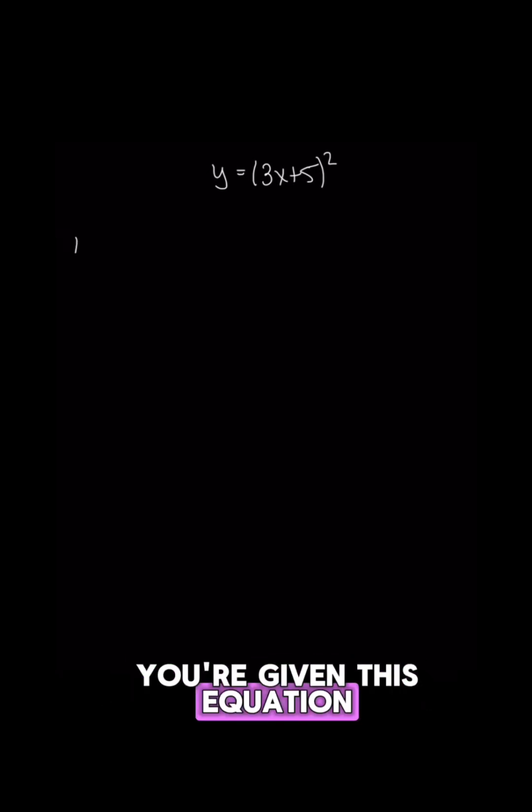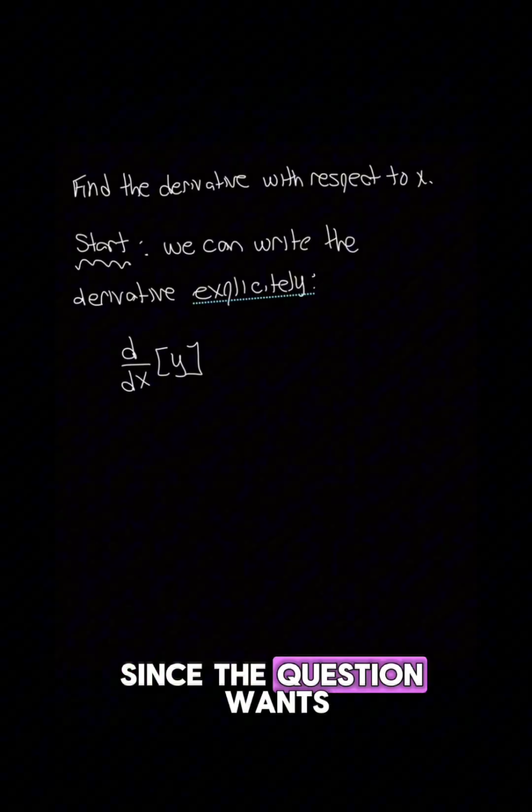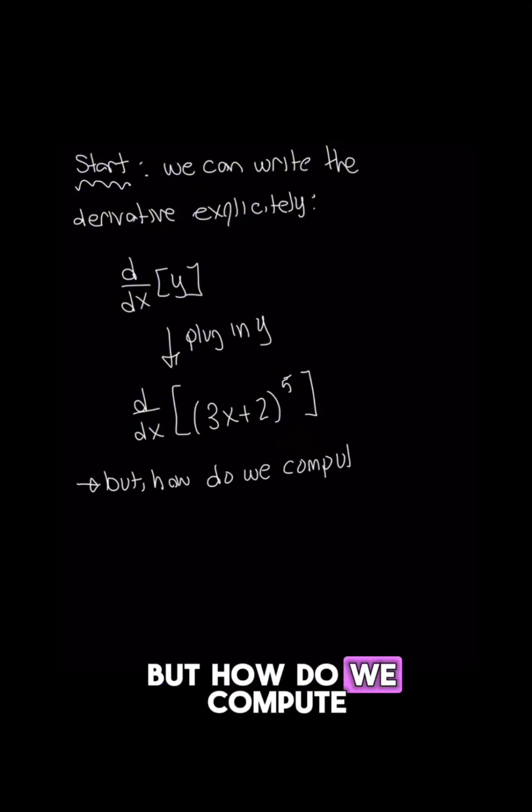All right, so let's say you're given this equation, and the question says to find the derivative with respect to x. We can start by writing the derivative explicitly. We can write it as d/dx of y, since the question wants a derivative with respect to x. Plug in y, and then we get this expression here. But how do we compute this derivative properly?